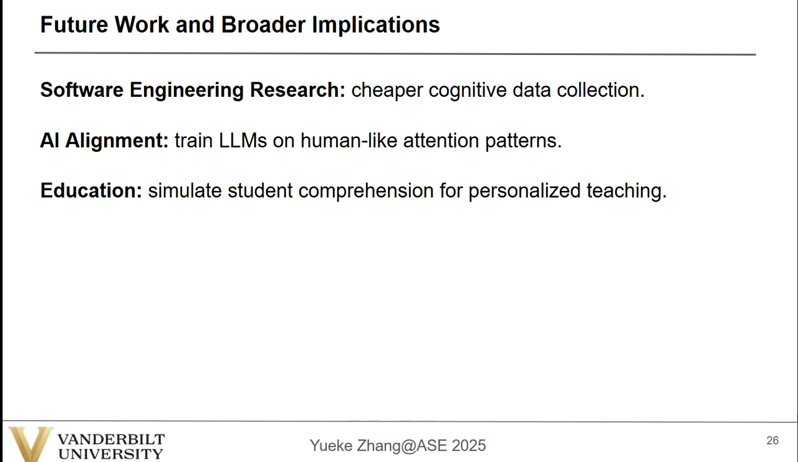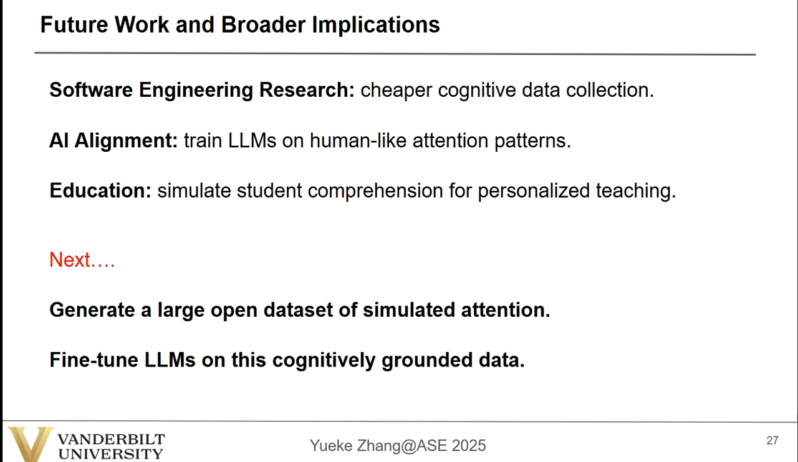So what is the implication of our study? For research, this is a cheaper way to get cognitive signal at scale. And for AI training, we can train models on human-like attention for tasks like summarization, bug finding, and review. Next, we will release a large simulated attention dataset and fine-tune LLMs on that.